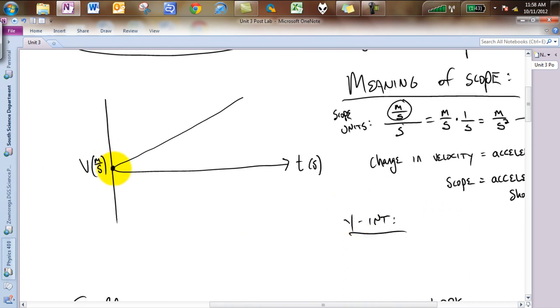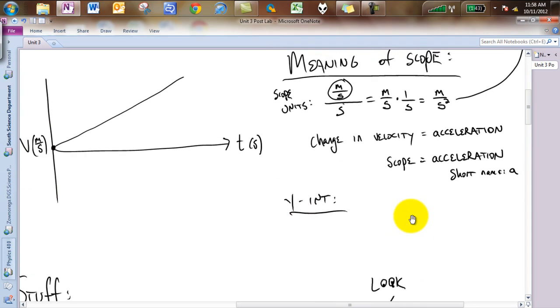Y-intercept, if we go on over here, you'll notice that the y-intercept is when t is equal to 0. The velocity is, well, this is referring to what we will call the initial velocity. We can represent that as a v naught, being the velocity at sub-0. And guess what? Your velocity should have been 0 because the cart started out at rest.